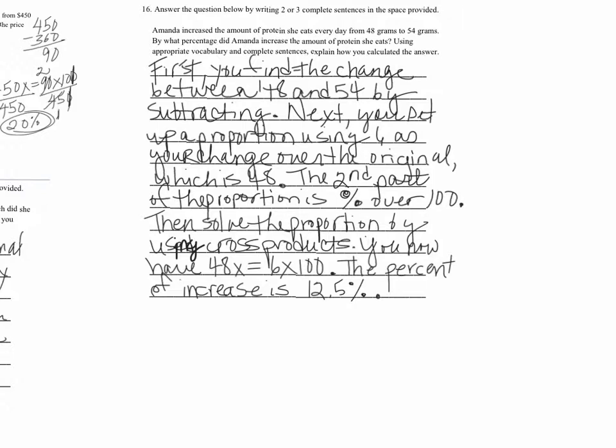You now have 48x equal 6 times 100. And after you went to the side, you figured out 600 divided by 48 was 12 5/10. So the percent of increase is 12 5/10%.